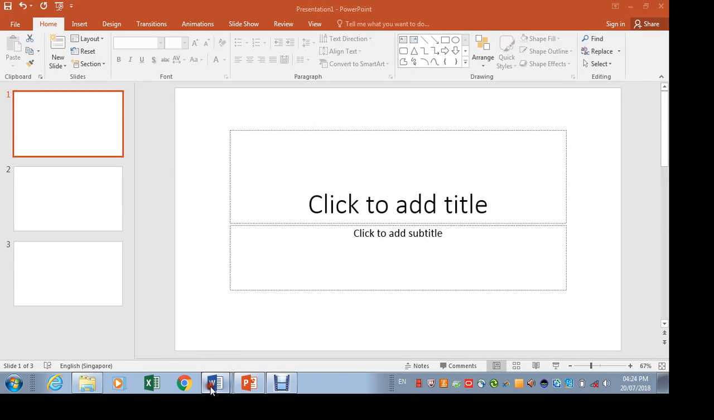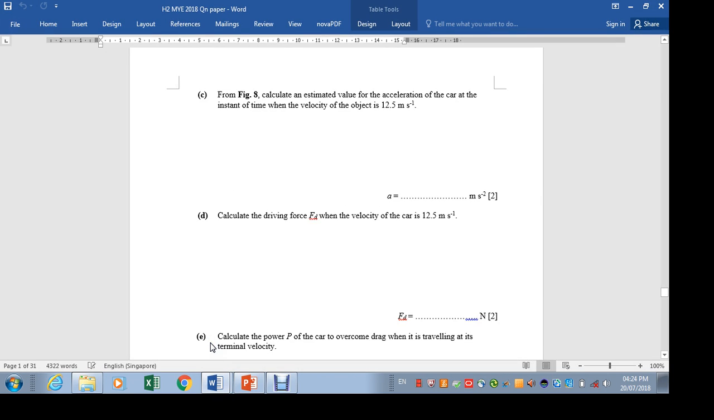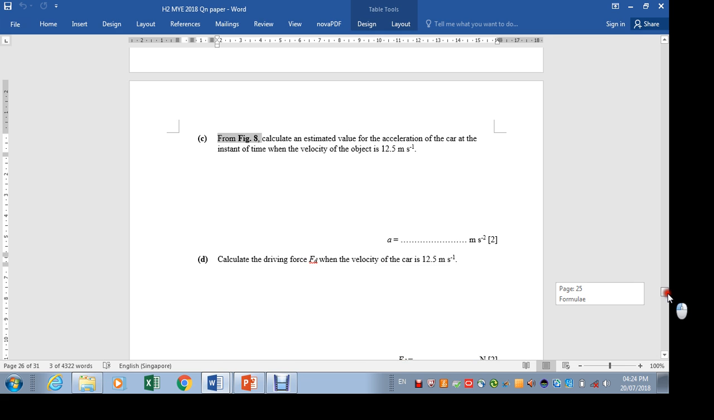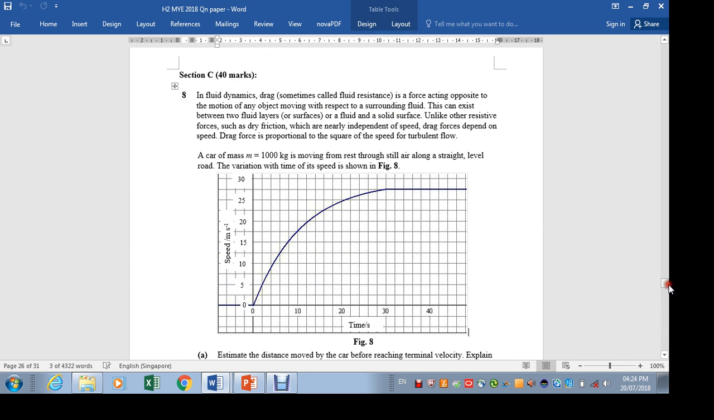Okay, let's go. So question 8c, right? Calculate an estimated value for the acceleration of the car at the instant when the velocity is 12.5. The question says from figure 8, so you have to use the figure. You look at the point where the velocity is 12.5.